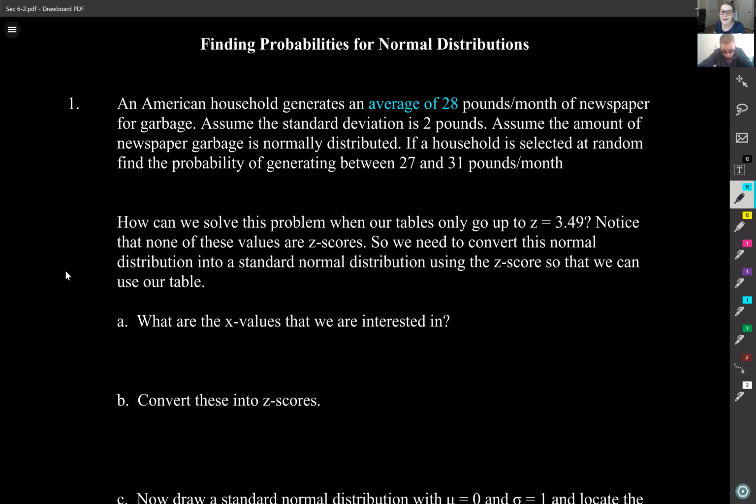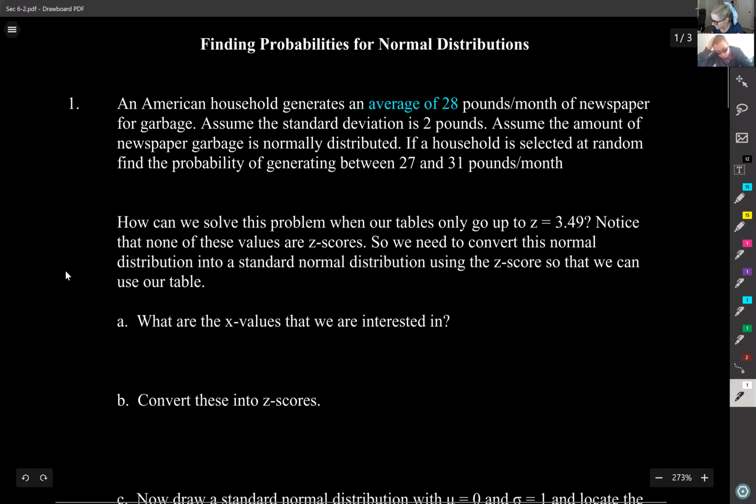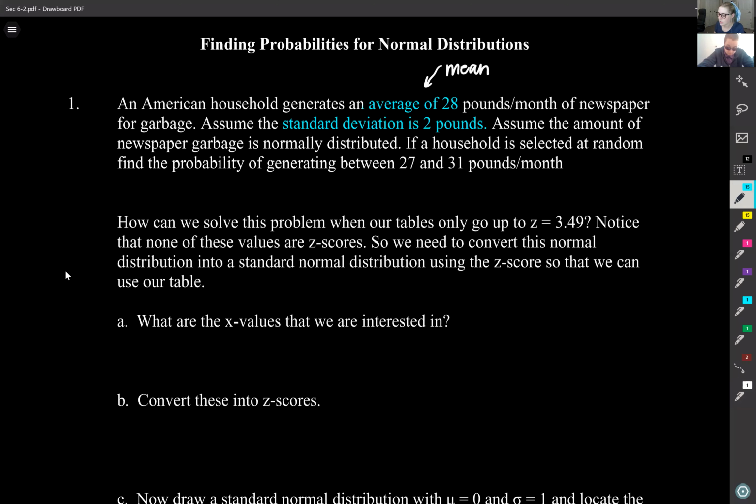Okay, so we have an average of 28 pounds per month. So right away, that is our mean. And then it says our standard deviation is 2 pounds. Awesome. And then it says assume the amount of newspaper garbage is normally distributed. Okay, cool. All important things that we need.